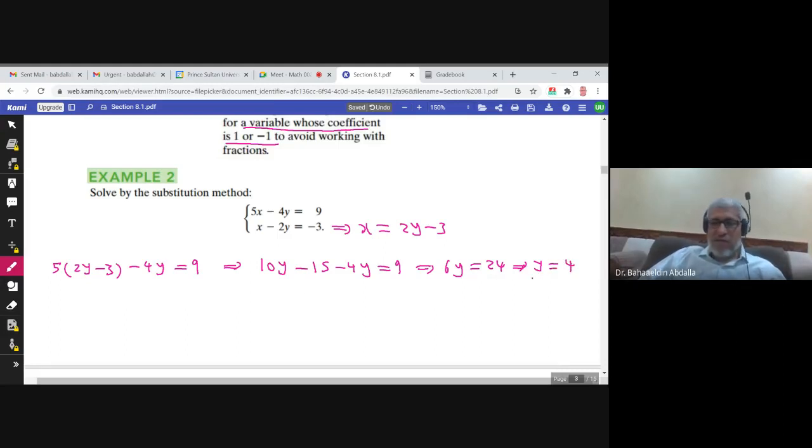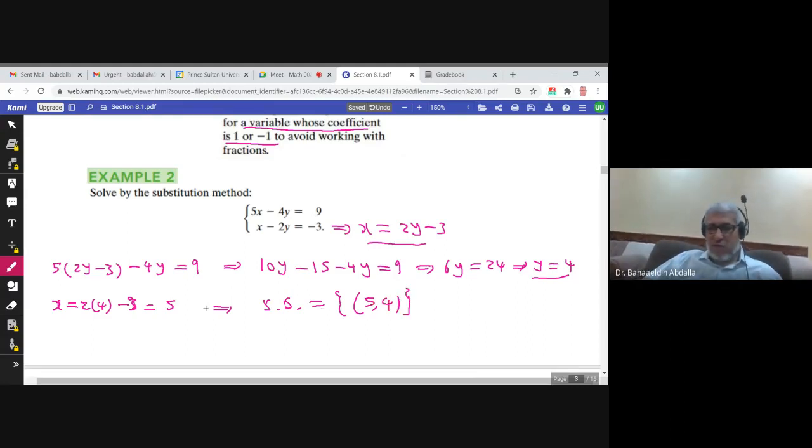So now you have y. You go to this equation and you replace y by 4 to get the value of x. So 2 times 4, 8, minus 3, 5. So the solution set would consist of the point x is 5. You always start with x, and y is 4. So that's the solution set of this system.